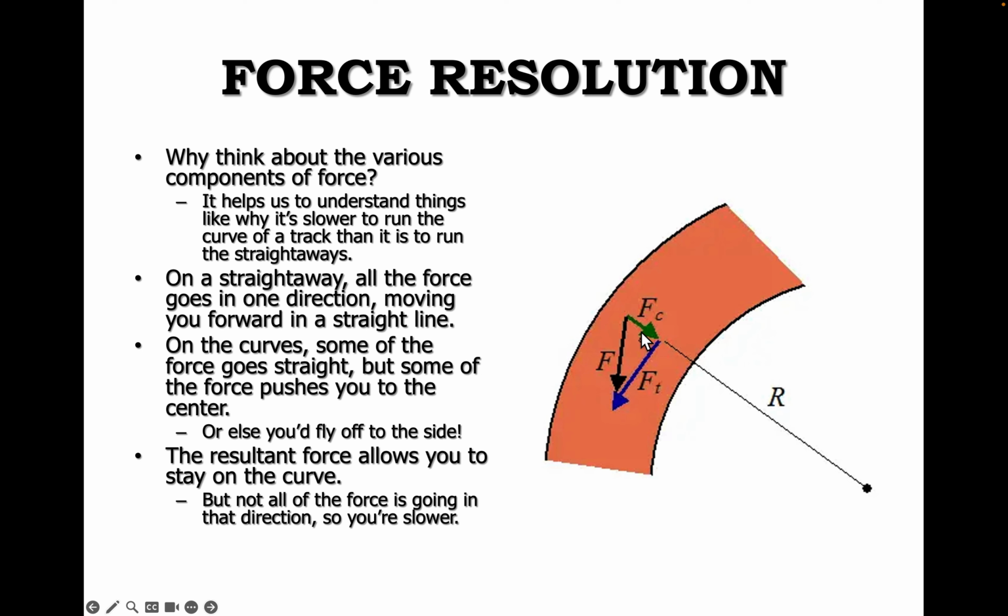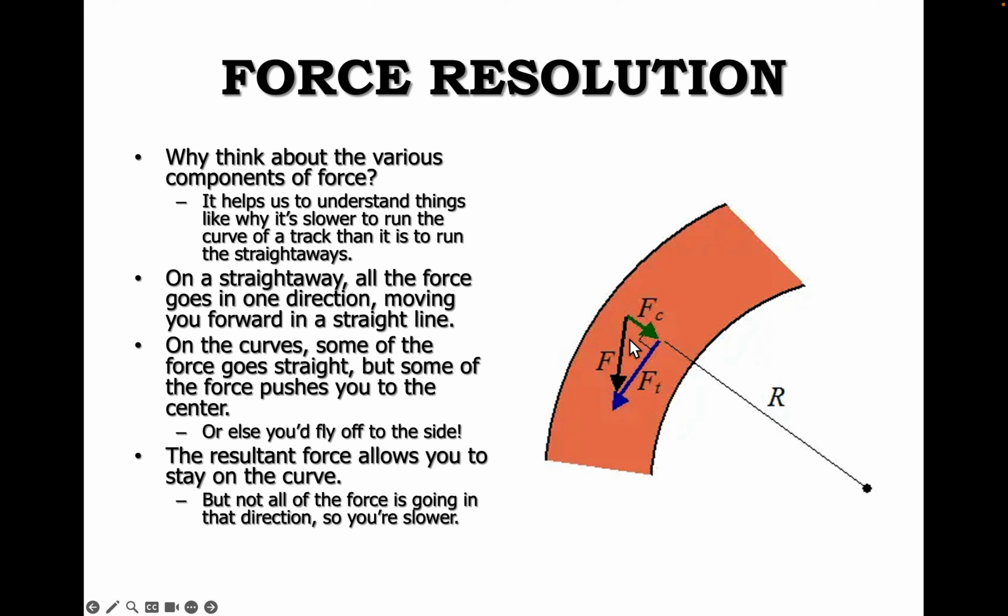In order to go in this direction, I am creating force in this blue direction, but there are some forces that are pulling me in. And the reason I am pushing in with some of these forces is that if I didn't push in towards the center of the circle, I would fly off to the side. So some of the force I'm producing not only has to go forward, but it also has to go towards the middle. And what results is this black resultant vector, this resultant force.